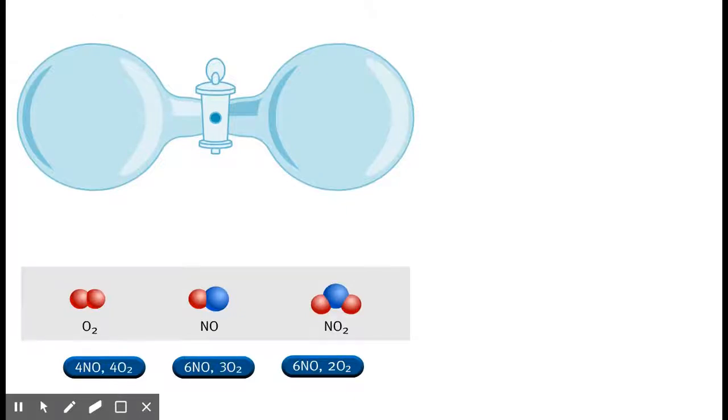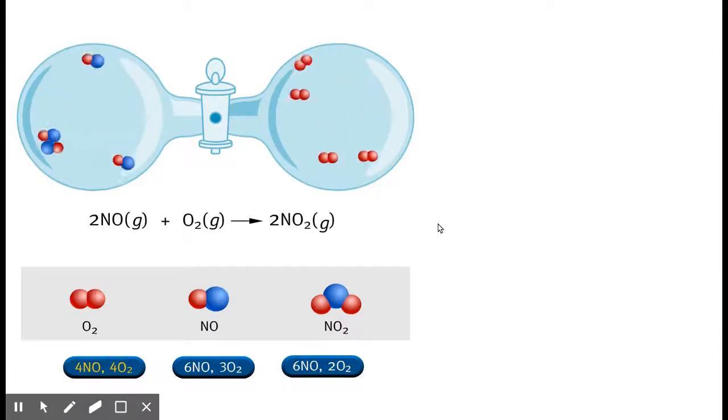The left side of the two-bulb vessel contains nitric oxide gas, NO, and the right side contains oxygen gas, O2. Click on one of the buttons to choose the number of molecules of NO you would like to react with the number of molecules of O2. Nitric oxide and oxygen gas are reacted in a 1-to-1 mole ratio. There are 4 molecules of NO in the left bulb and 4 molecules of O2 in the right bulb.